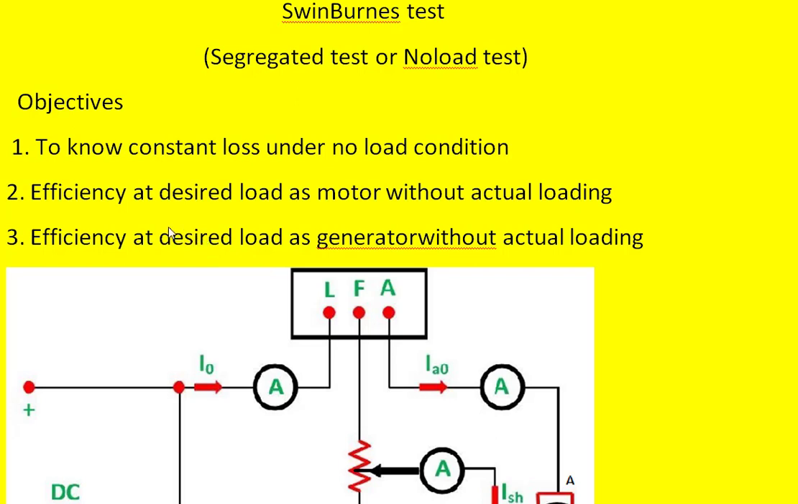The third one is to know the efficiency of the DC machine when it acts as a generator at desired load without actual loading.